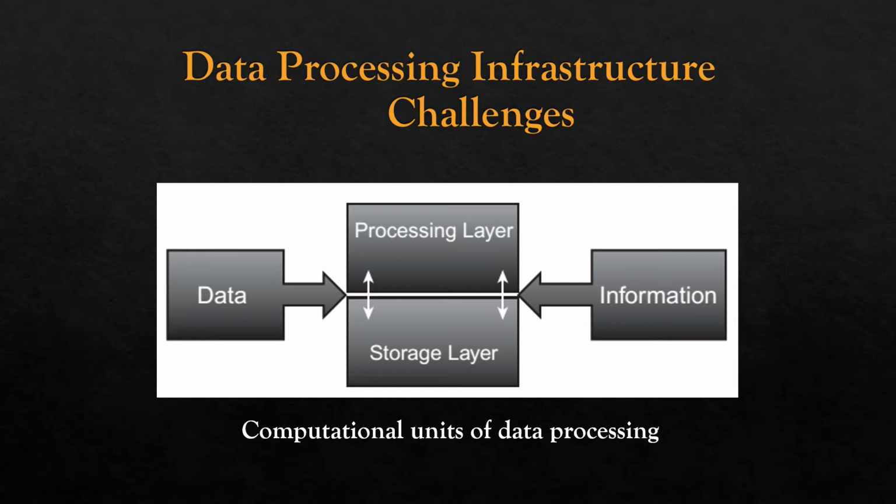Since the processing architecture has stayed the same, there are a lot of challenges that we need to face. There are storage, transportation, processing, and also the last one is speed. So we're going to discuss all these four challenges. We're going to start with storage first.